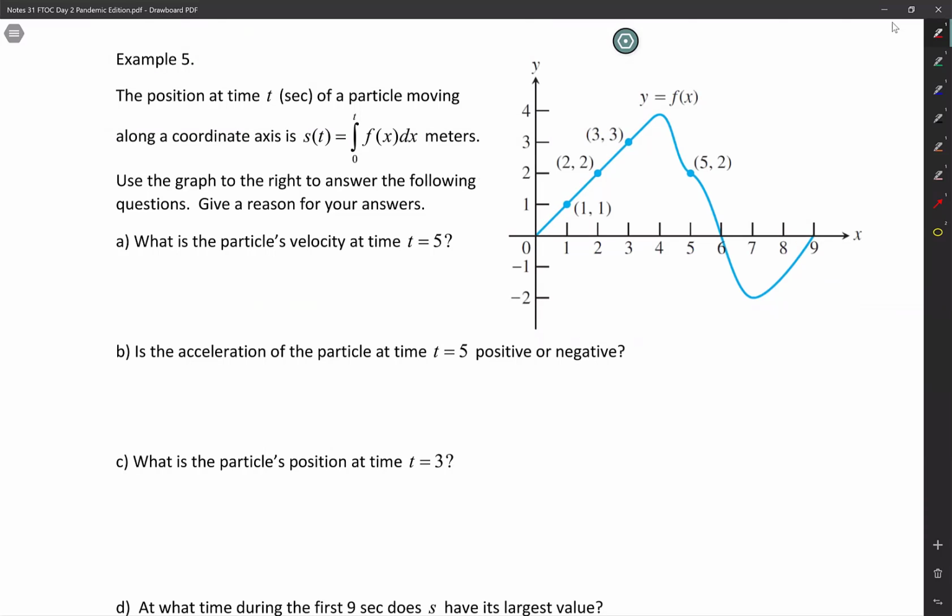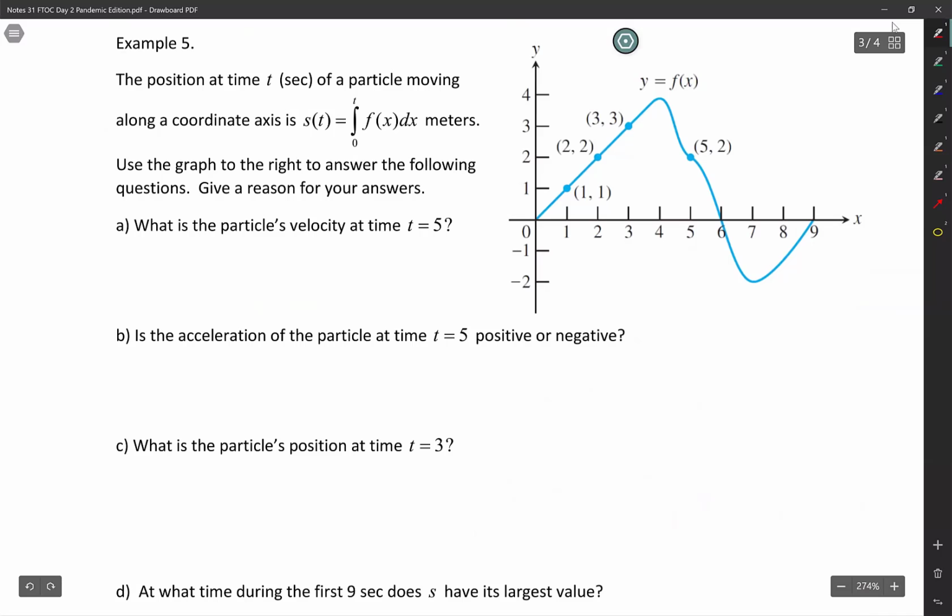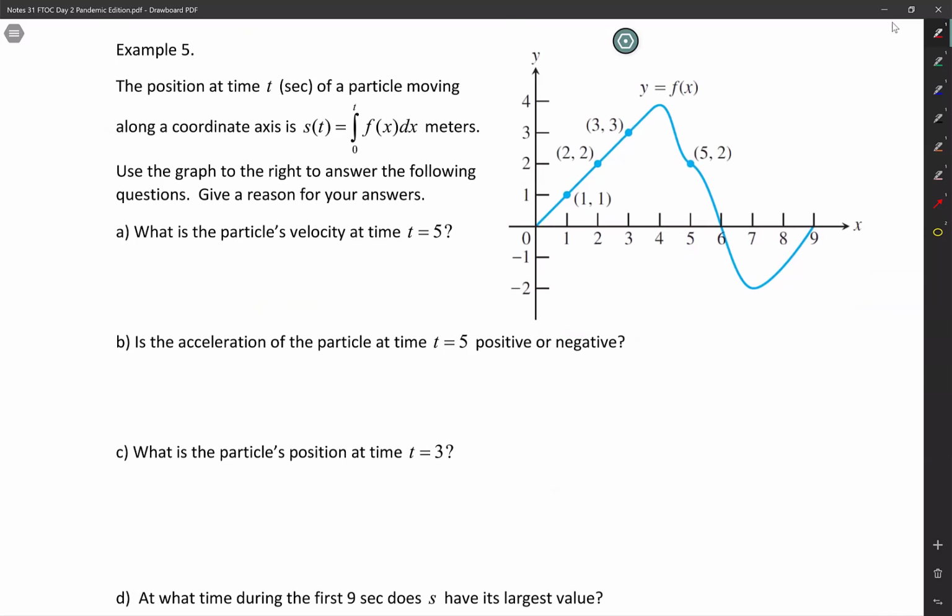And this is the last one, and then we'll talk about how we feel about this so far. The position at time t in seconds of a particle moving along a coordinate axis is s of t equals the integral from 0 to t of f of x dx meters. Use the graph to the right to answer the following questions. So the graph is f of x, guys. Give a reason for your answer.